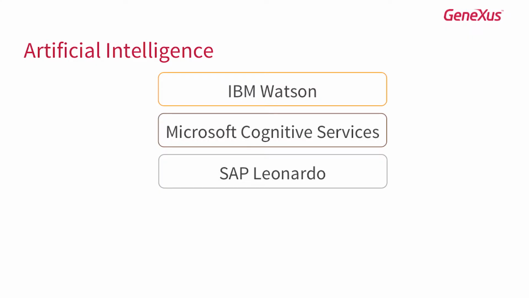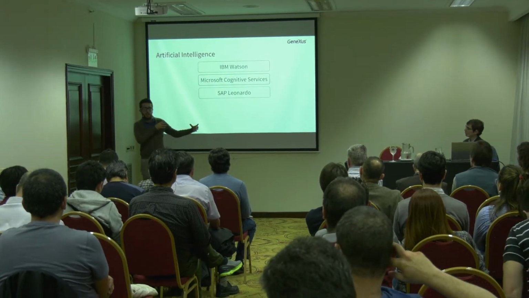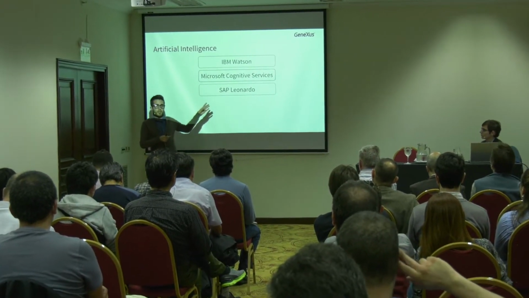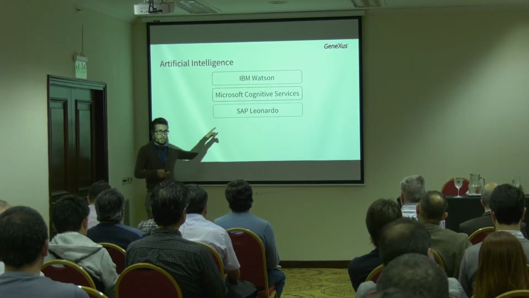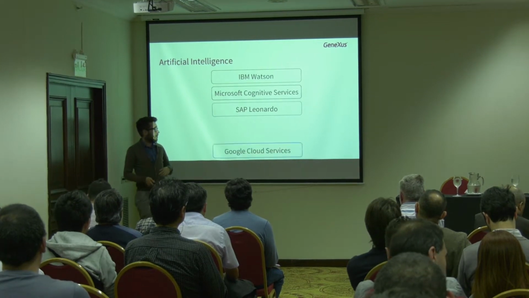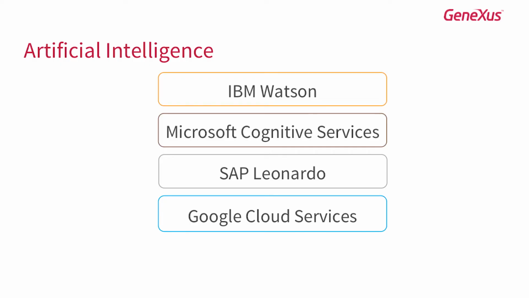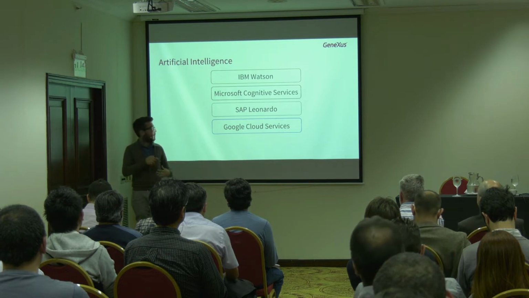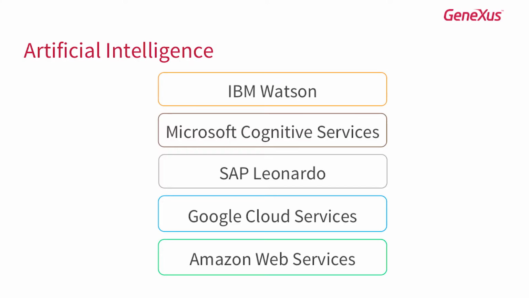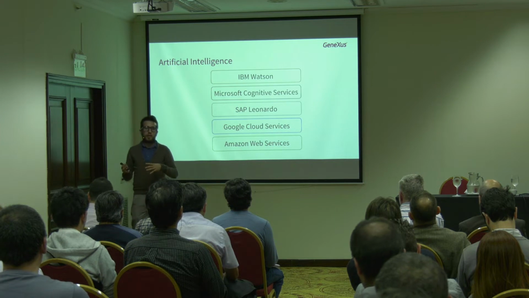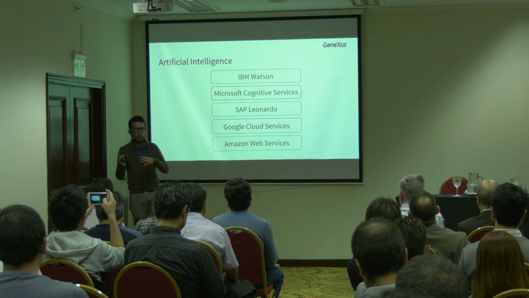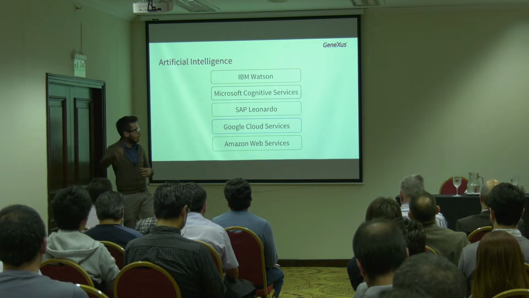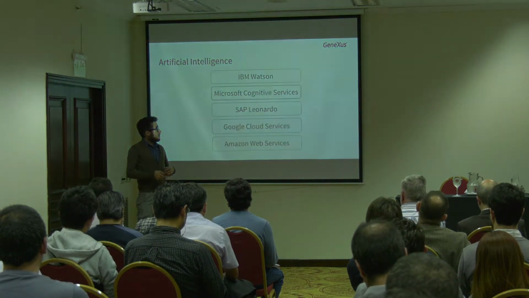This is the second part concerning integration. We are integrating various providers in the cloud for artificial intelligence, in particular for GeneXus 16: IBM Watson, Cognitive Services, SAP Leonardo, and then next Google Cloud Services. And also the Amazon Web Services in the future. We're going to try to do things that are more oriented to the offline part, models that don't have to consume from the cloud.